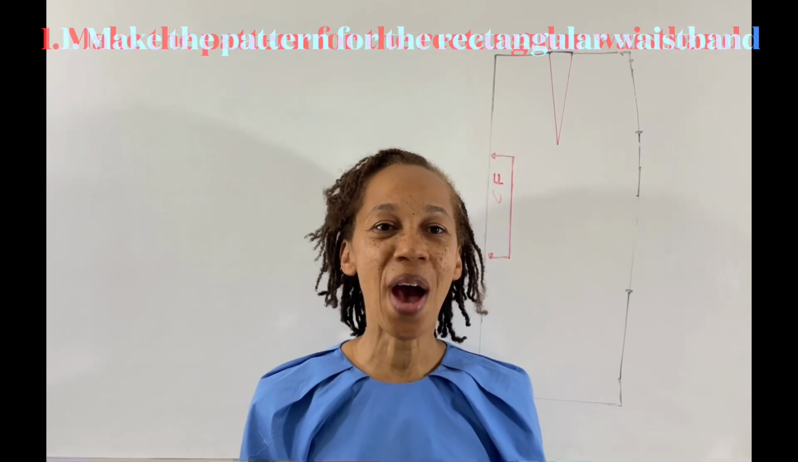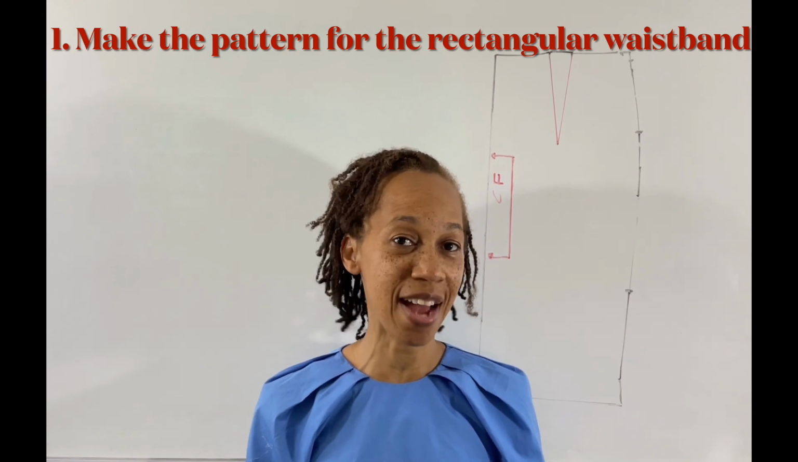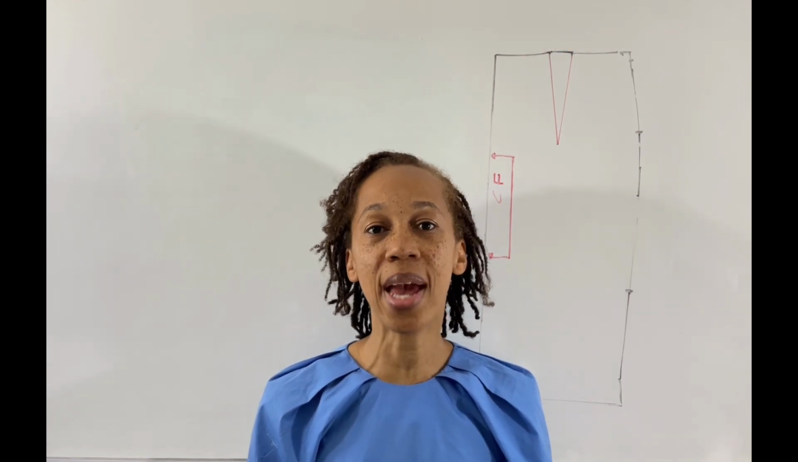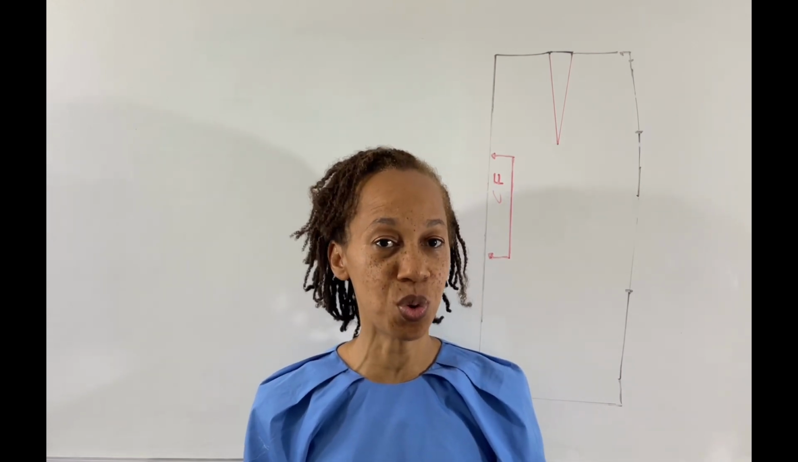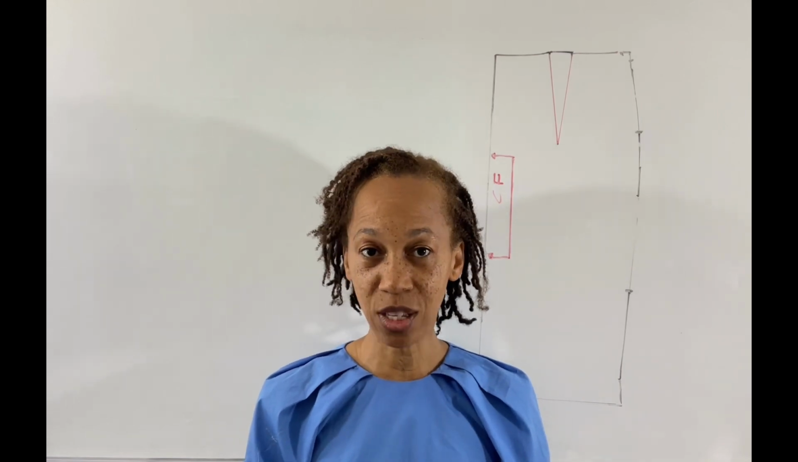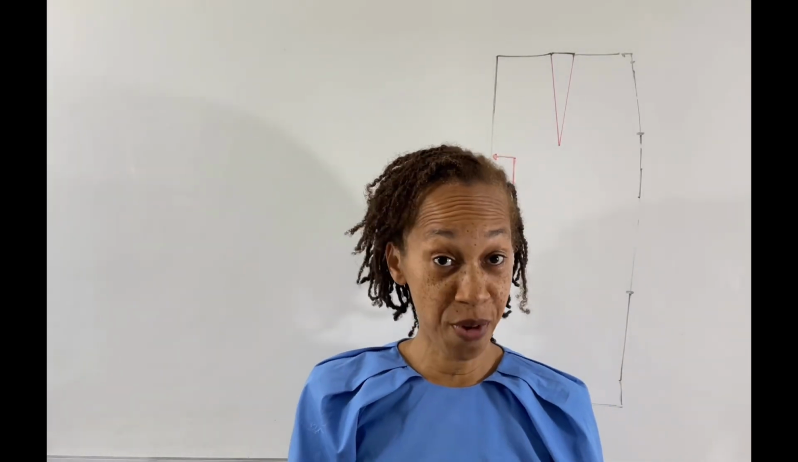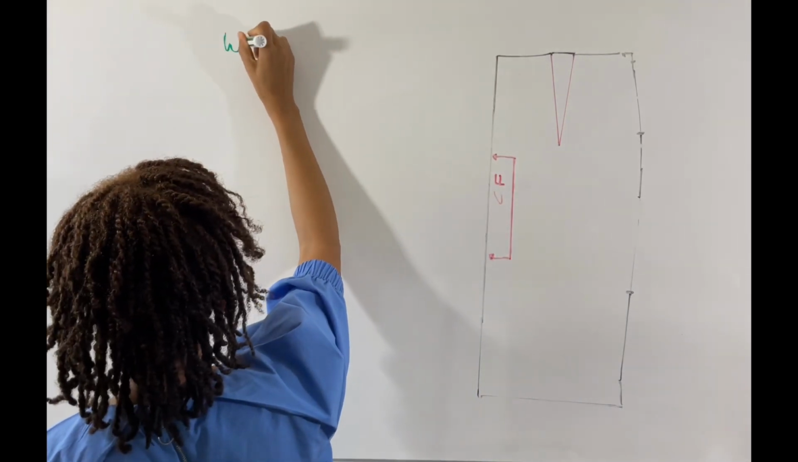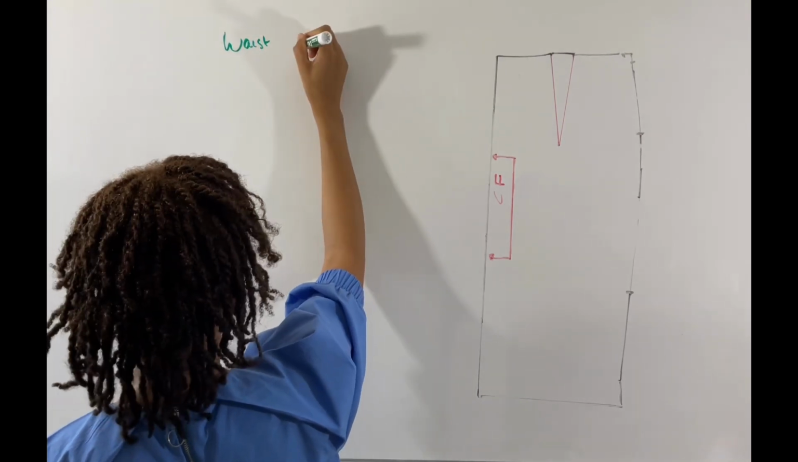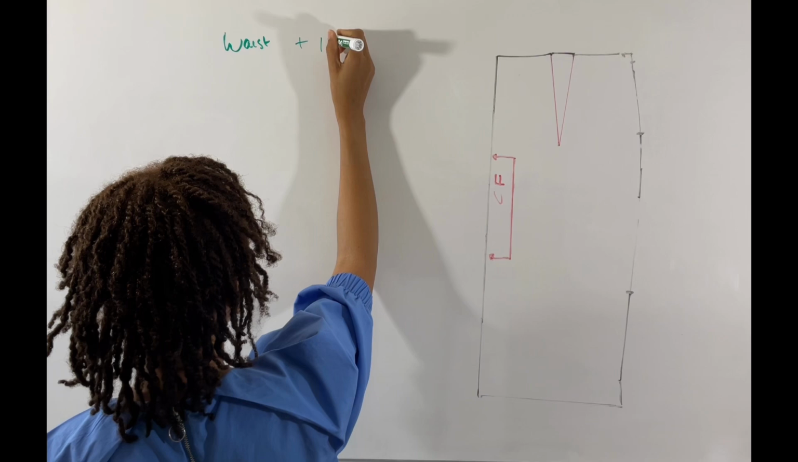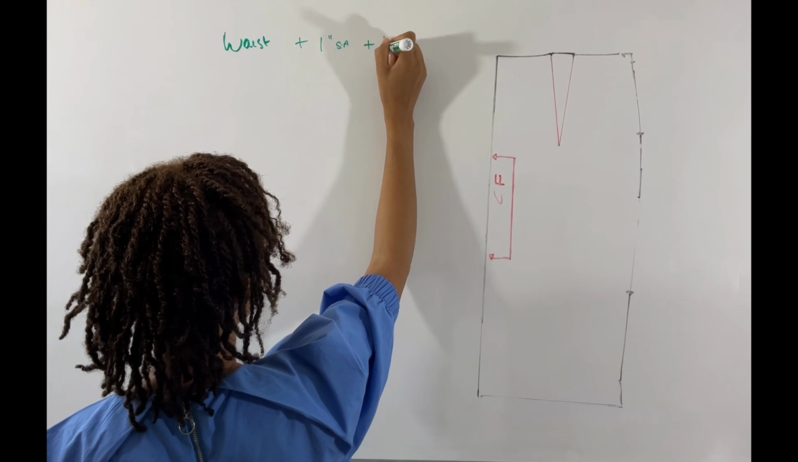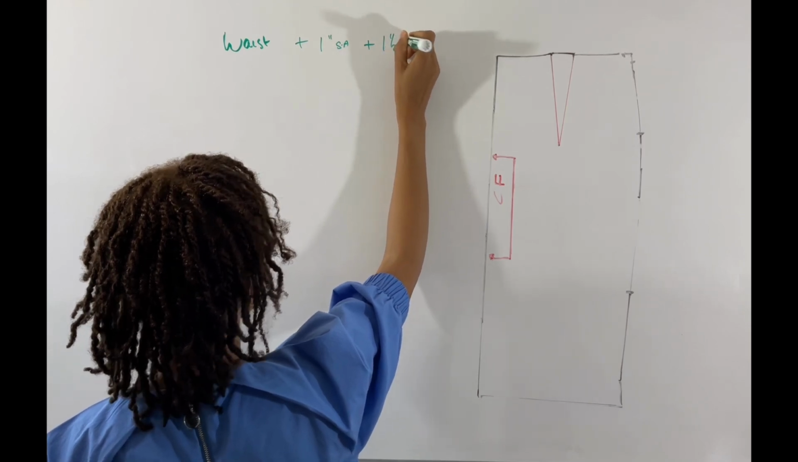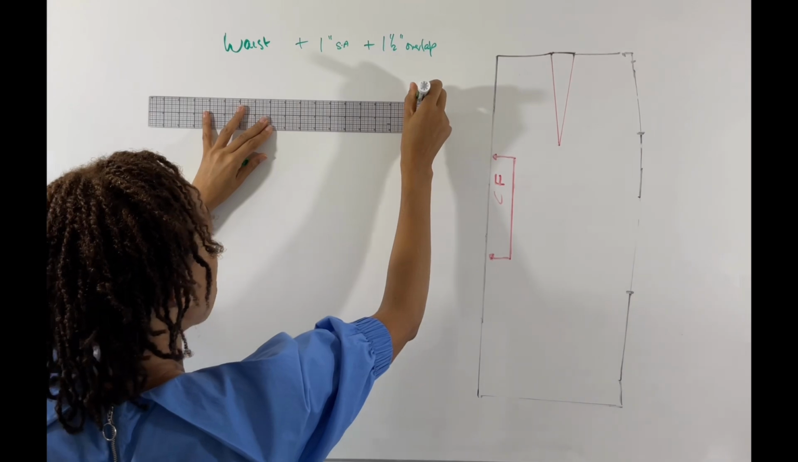I'm going to first show you how to make the pattern for the standard rectangular waistband, and then I'm going to get into what the other two options are and how to make the patterns for those two options. So let's get right into it. So for the regular rectangular waistband, you need your waist measurement. So you have your waist measurement, and say whatever it is, you're going to add 1 inch seam allowance for both ends, and then also you need extra inch to inch and a half, I'll say inch and a half, for the overlap piece. You need to form a rectangle.